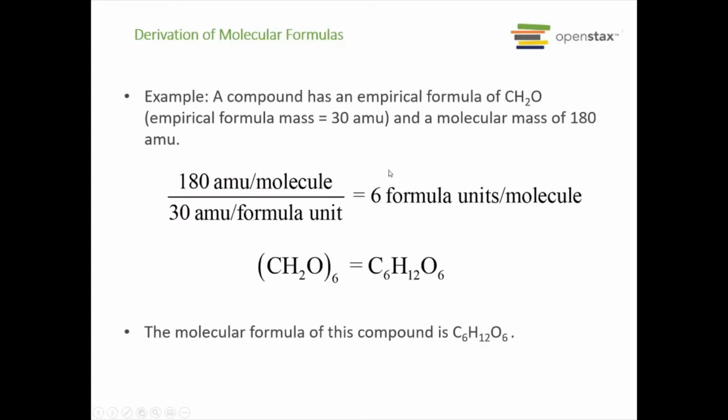We're told a compound has an empirical formula of CH2O, and you could calculate that out, and you see it has a formula mass of 30, but it has an actual molecular mass of 180. So you take that 180 divided by 30, and you get 6 formula units per molecule. So that means we're going to take this formula of CH2O and multiply each subscript by 6. So that gives us C6H12O6, and that's our molecular formula.